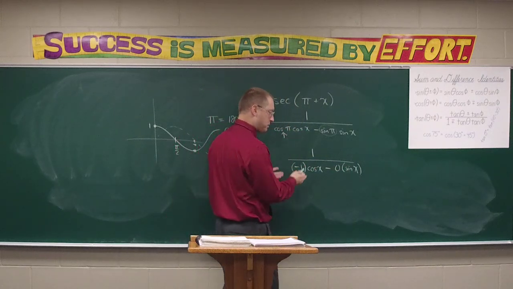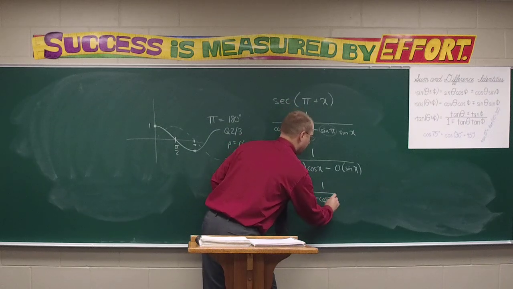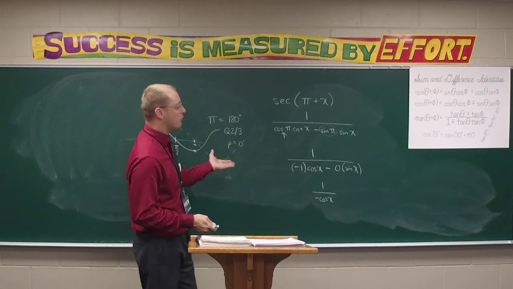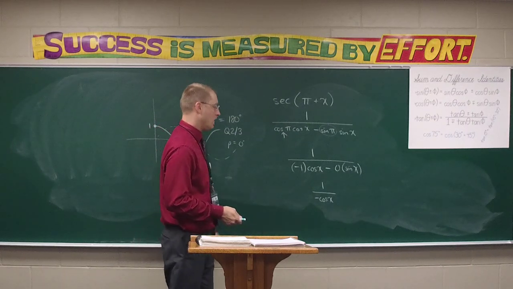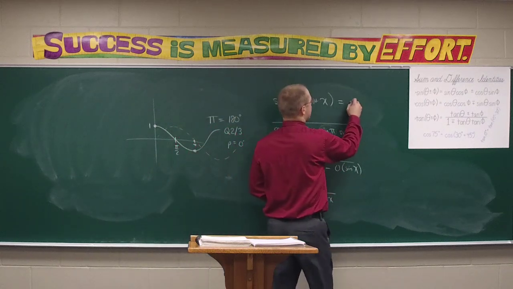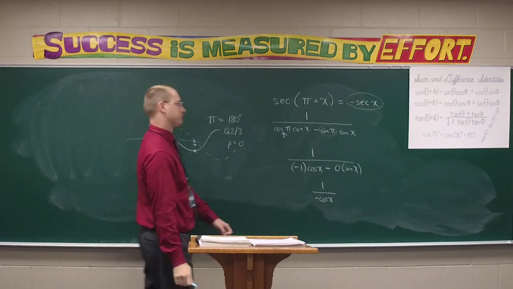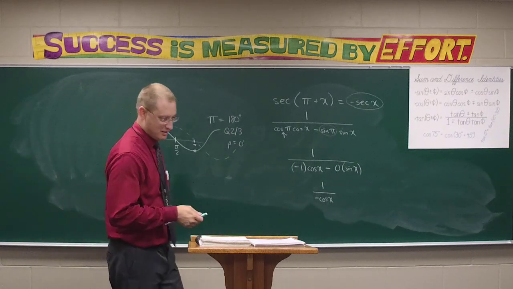So really, what does this become? 1 over negative cosine chi. And what is 1 over cosine? This is tangent. No, 1 over cosine. Secant. But it's negative. So this is equal to negative secant of chi. I knew we were going to circle back to it. Questions on this?